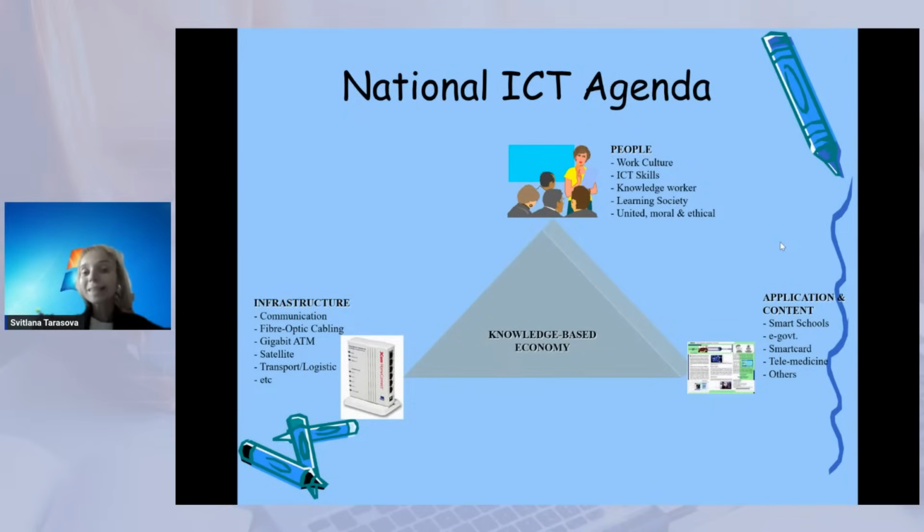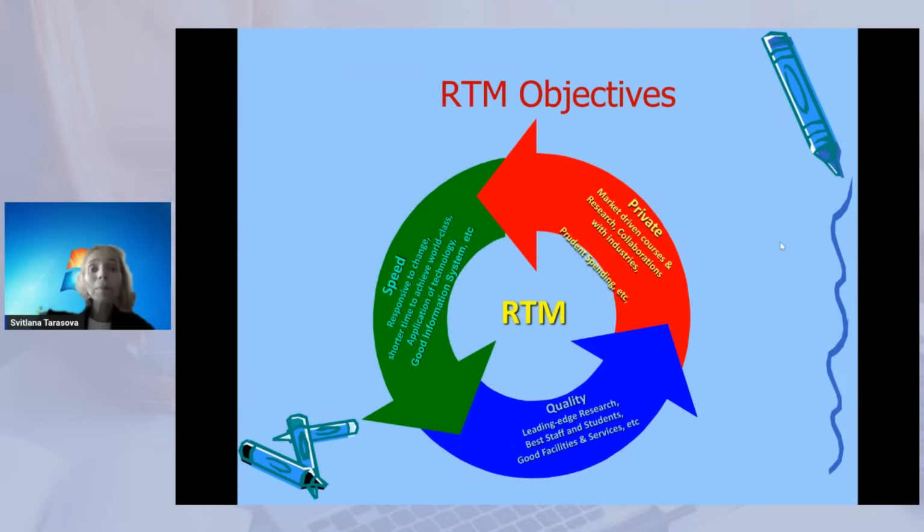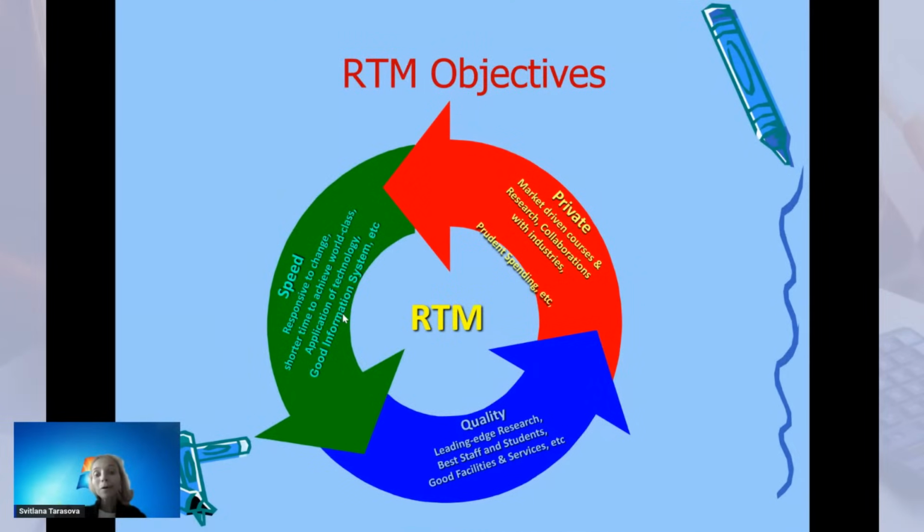In ICT, it's very important to have these ICT skills to be a knowledgeable worker and to create a learning society around yourself. Speaking about our educational learning, nowadays we need to pay attention to three main points and objectives. This is speed, quality, and our demands, our private things.